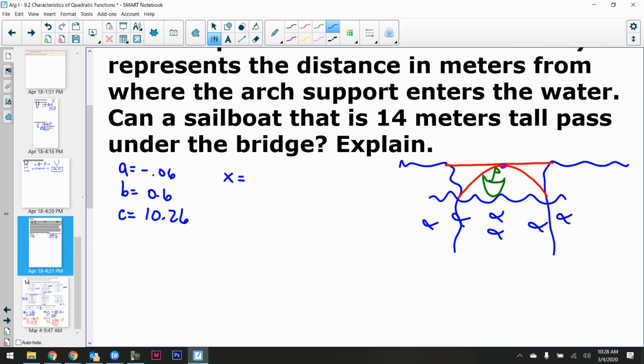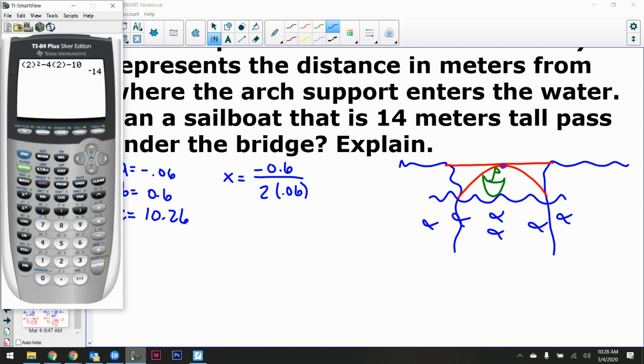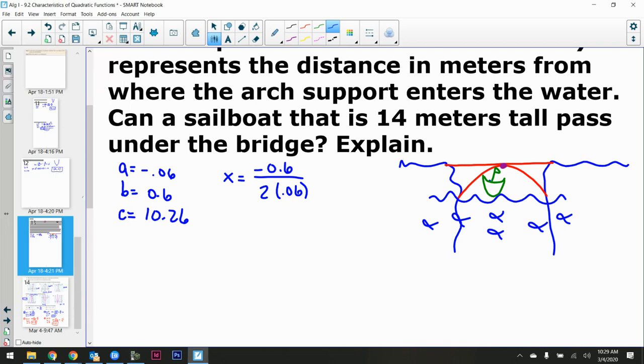Okay, so X equals negative B over 2A. Broke my rule. I didn't write down the equation. Bad, Mr. Lambert. Negative 0.06, sorry. I said to be careful and I wasn't careful. Negative 0.6 divided by 2 times 0.06. Oops, I forgot something. That should be a negative 0.06 at the bottom. So we should get positive 5. X equals positive 5 when you run your calculation.